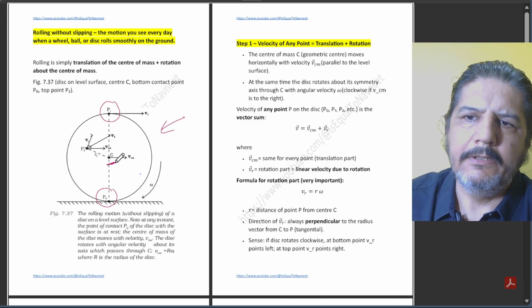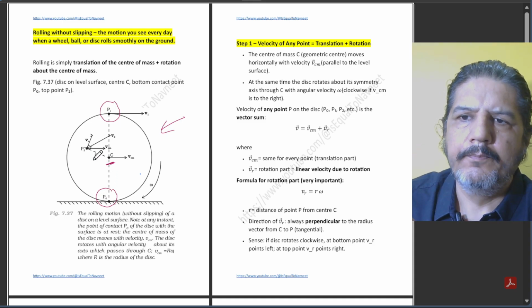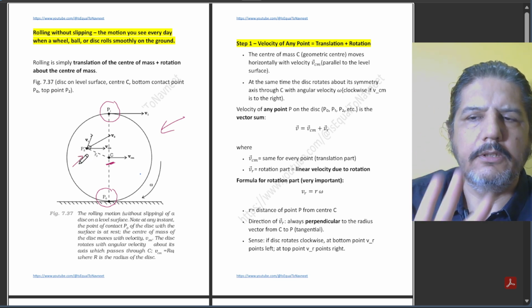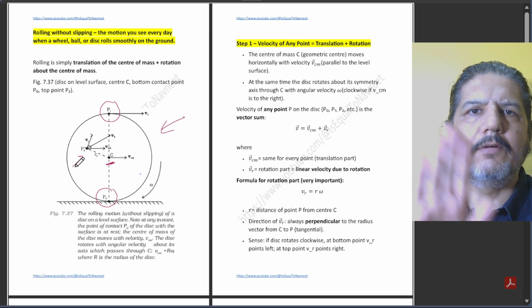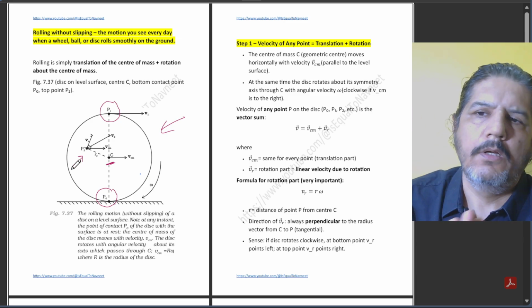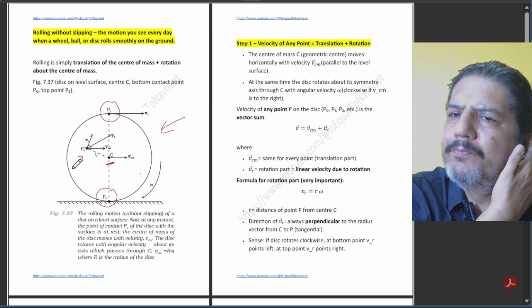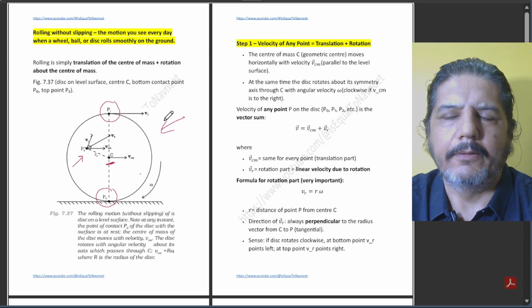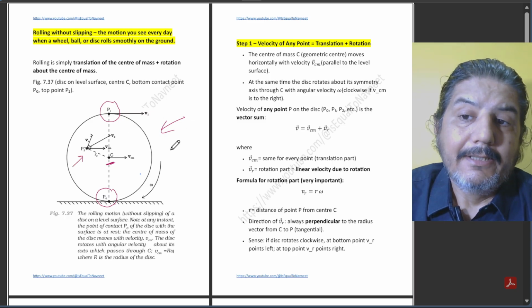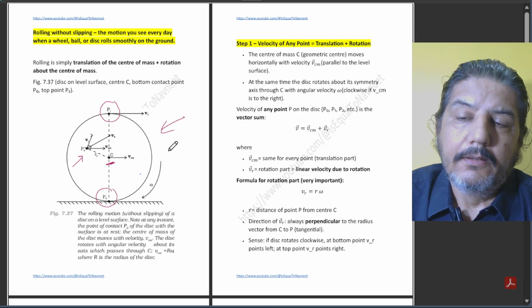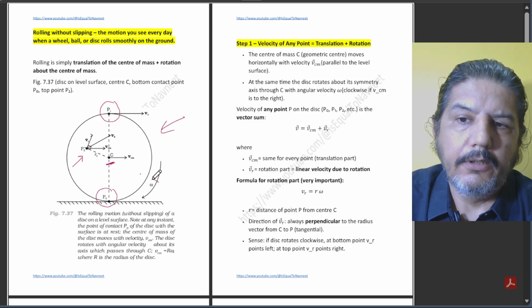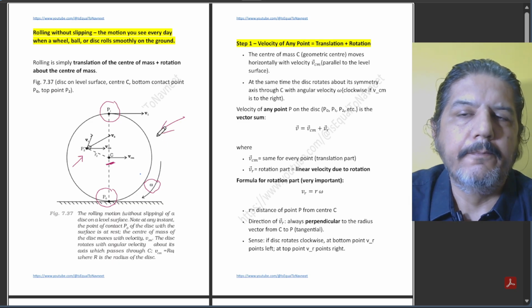There's a point C, which is the center of the wheel, and there's a random point P2, which is anywhere on this wheel. Call it a wheel, call it a disc, whatever you call it. Alternatively, I'll be calling it disc or wheel. It's one and the same thing. There's another thing that we need to understand, that this is moving in a clockwise direction with the angular speed of omega.